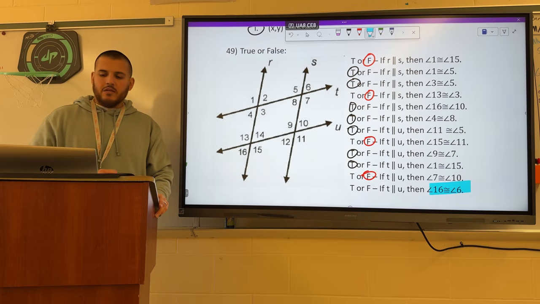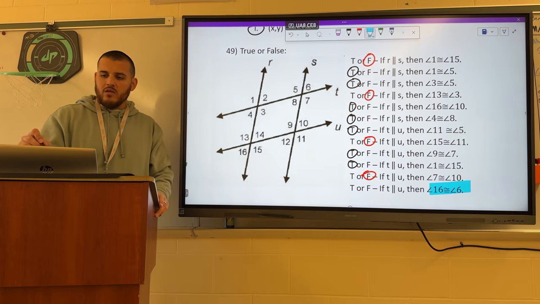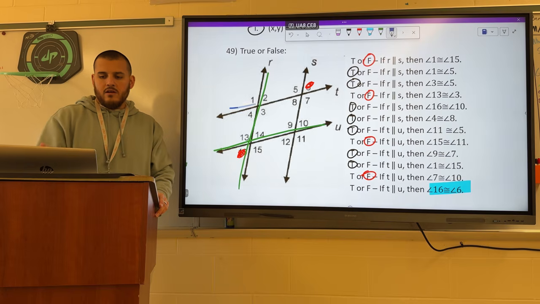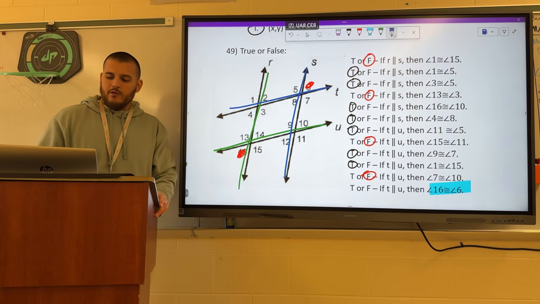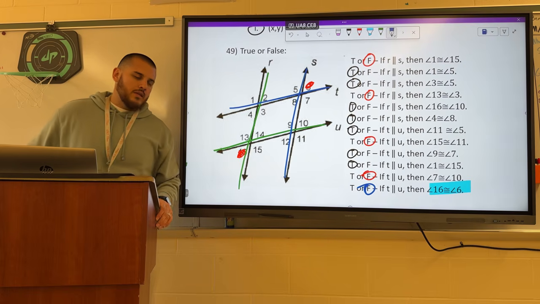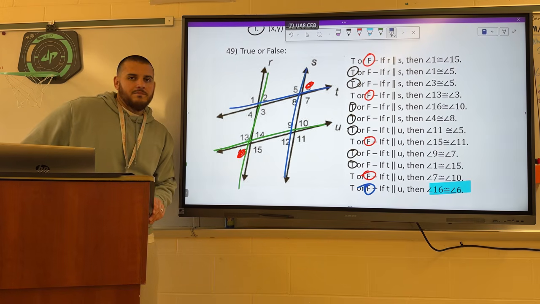And our last one, angle 16 congruent to angle 6. Angle 16 and angle 6 are not even on the same intersection of lines. Therefore, all kinds of false for that last one. Can't make that assumption that they would be congruent.